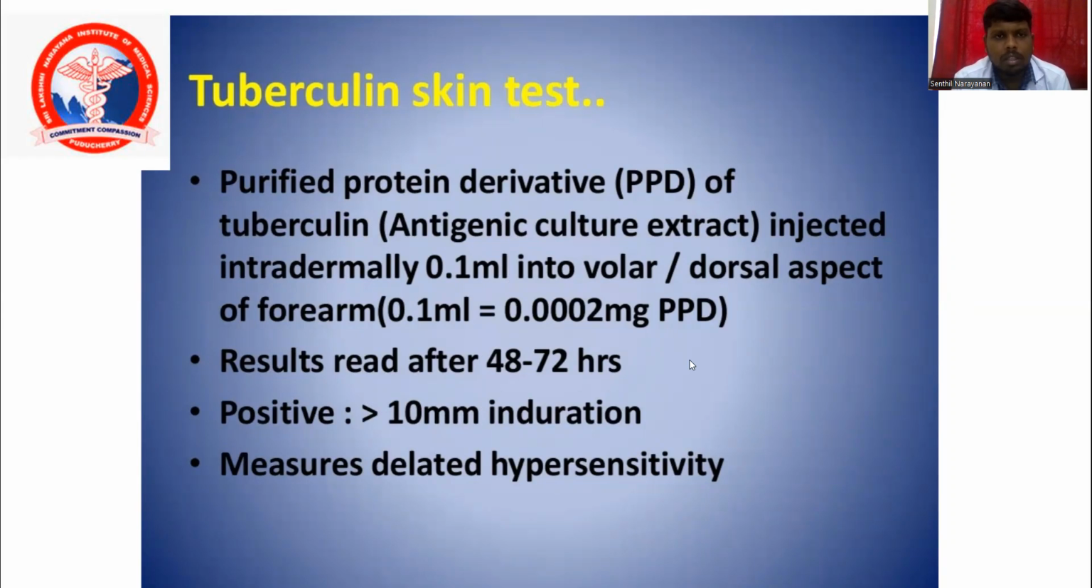Purified protein derivative is injected intradermally into the volar or dorsal aspect of the forearm. So when there is more than 10 mm of induration after 48 to 72 hours, the tuberculin skin test is positive. It measures delayed hypersensitivity.